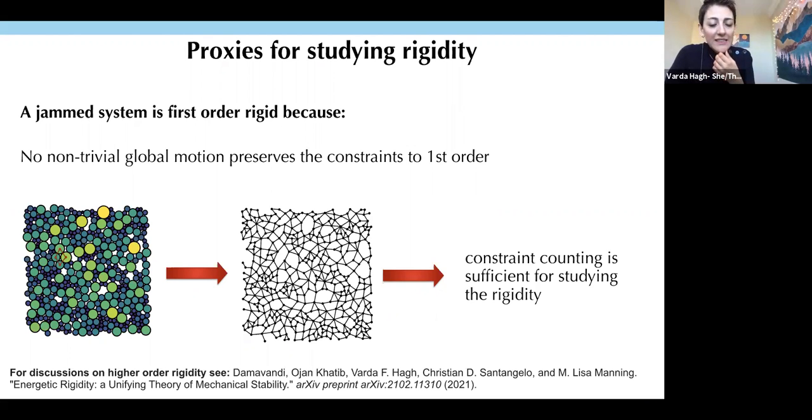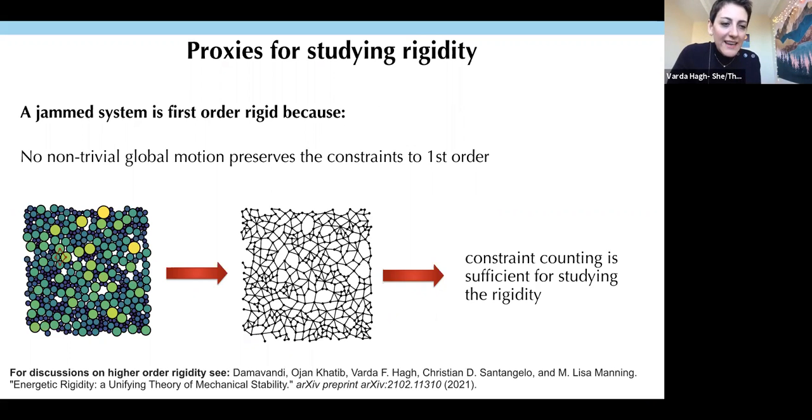So there are systems that are second order rigid. For example, you can imagine a very under constrained network that is under tension. Because of that tension, it can go through a rigidity transition also, or higher orders of rigidity also exist. We recently put this paper on arXiv. If you want to see discussions on higher order rigidity, please check it out.